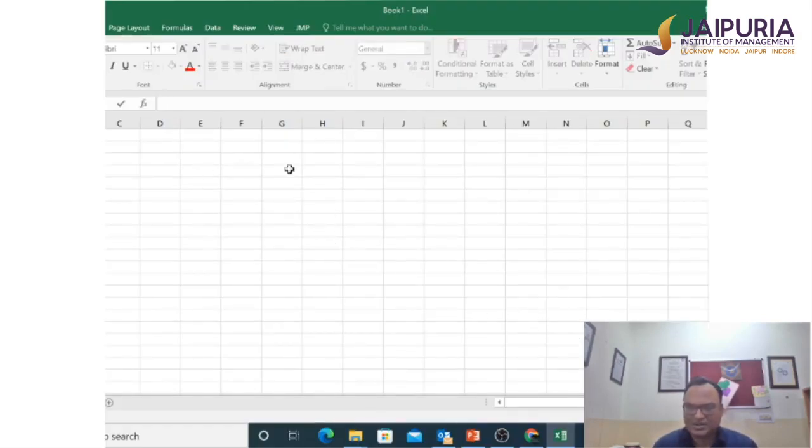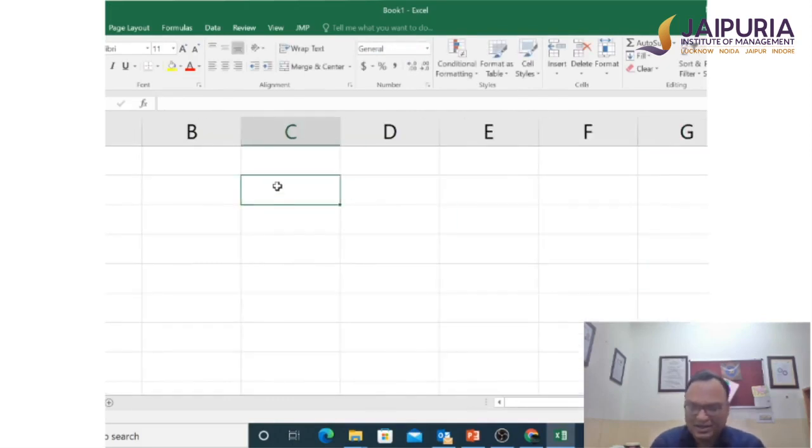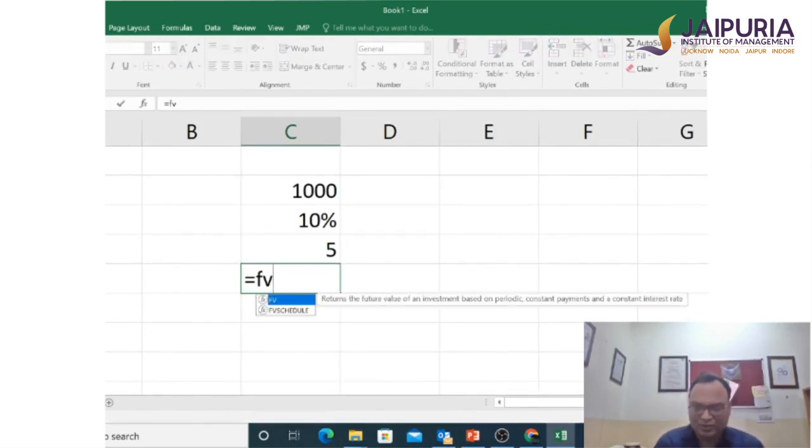So let me just enlarge this sheet which is here. Right. So let's assume the principal is 1000 rupees. The rate is taken as 10% and time is taken 5 years. How does it work? We have a command called FV, future value.